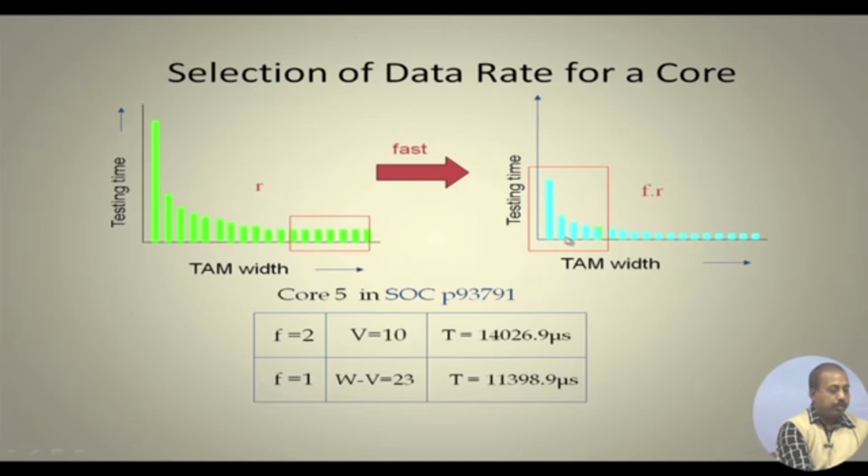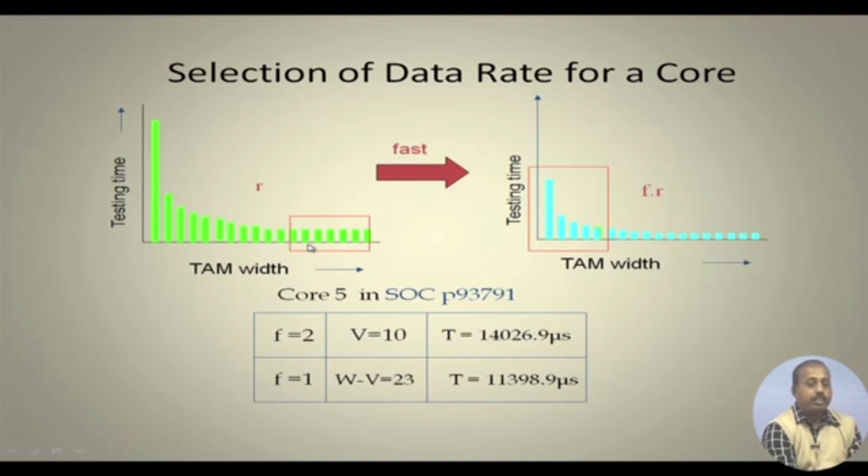So, this F into R, the data testing time, will be even smaller even if I use a lower TAM width. For normal TAM lines, I have to use some TAM widths of this type, because beyond that the test time is quite high. So, I do not have any choice.